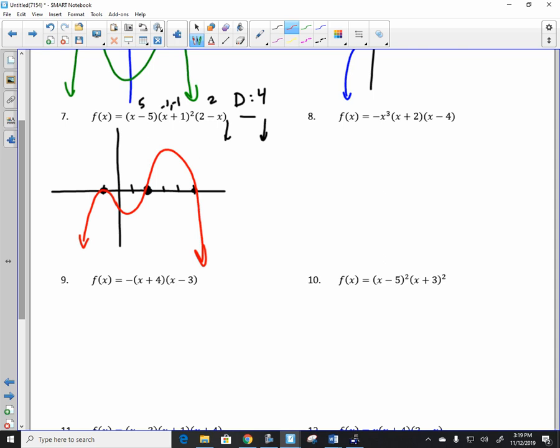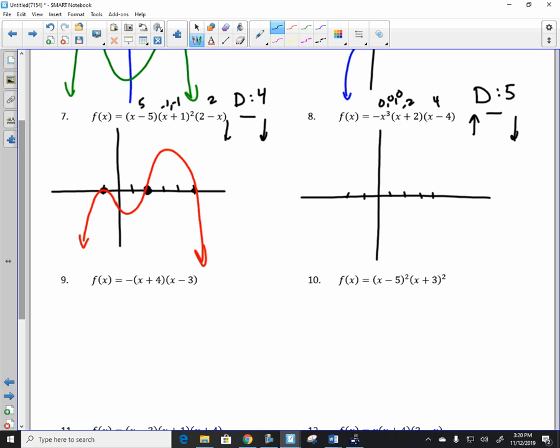Number 8, what is the degree? Should be 5. Positive or negative? Should be negative. So it finishes down, starts opposite because it's odd degree. I have solutions of 0, 0, and 0. Solution of -2 and +4. Triple root of 0. Let's see, 1, 2, 3, 4. 1, 2.